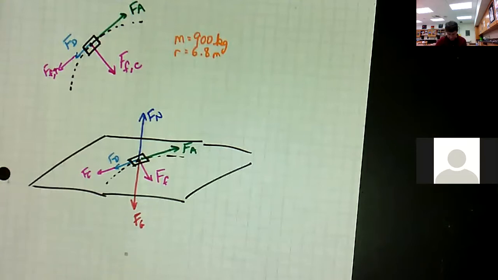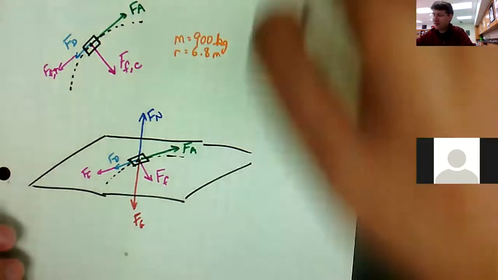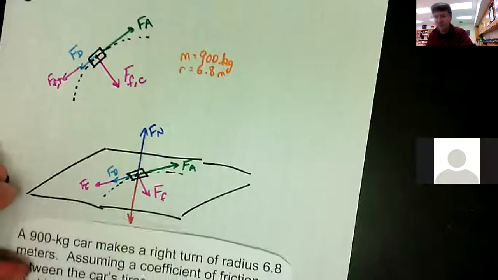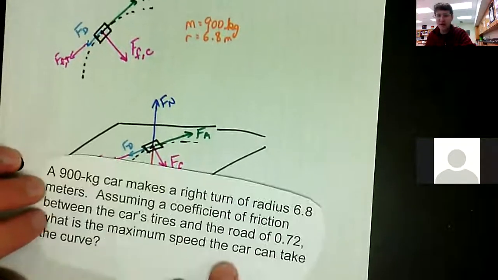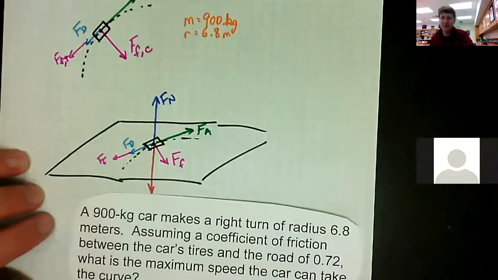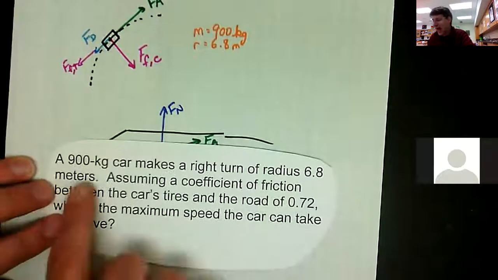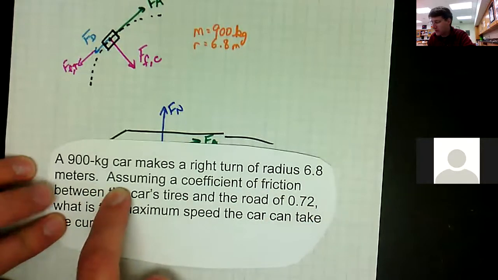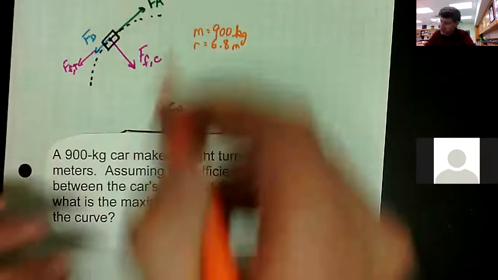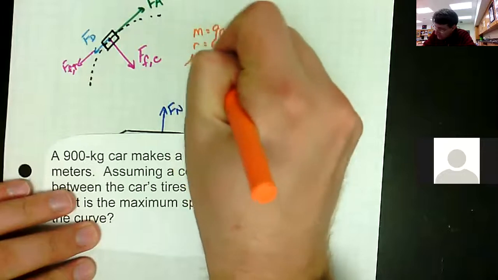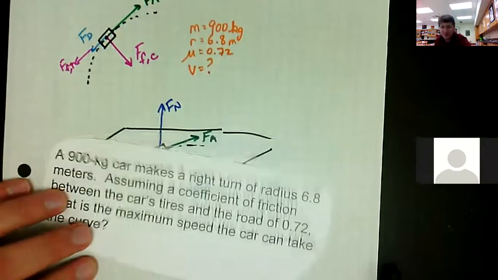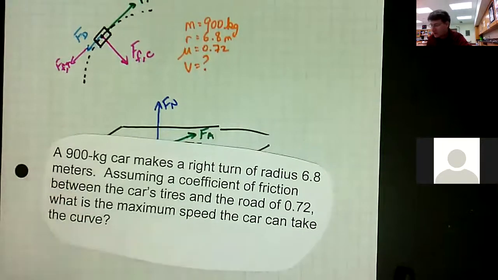Okay? I would like to end real quick with an example problem like that. And you don't have to do this with me. I just want you to see real quick how I could answer the question. If I ask, I have a 900 kilogram car that makes a right turn of radius 6.8 meters, and let's say that I told you the coefficient of friction was 0.72, and I want to know how fast it is going, how would I do that?